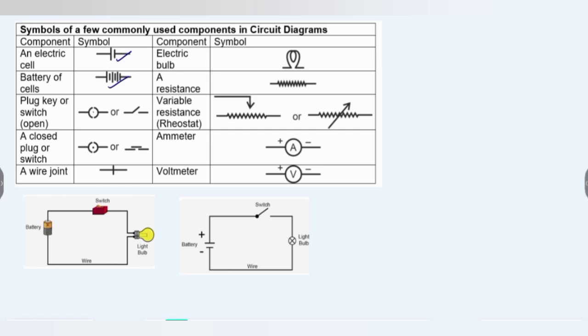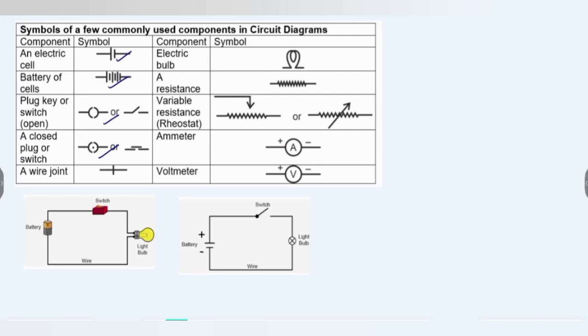The first one is a plug key. This is a closed plug key. If you don't have that dot inside, that is an open plug key, and here an open switch. If these two are closed, they will be called a closed plug key or closed switch. This is the open one and this is the closed one.